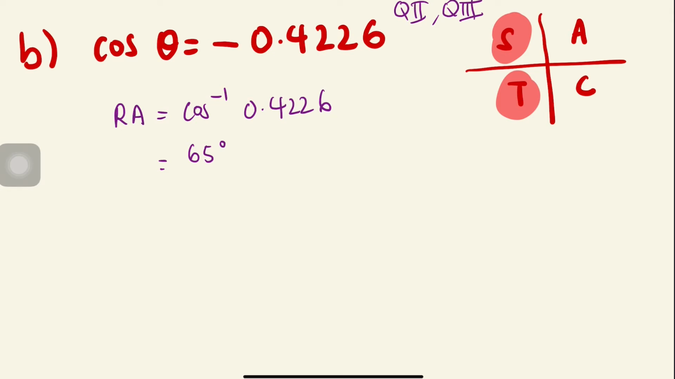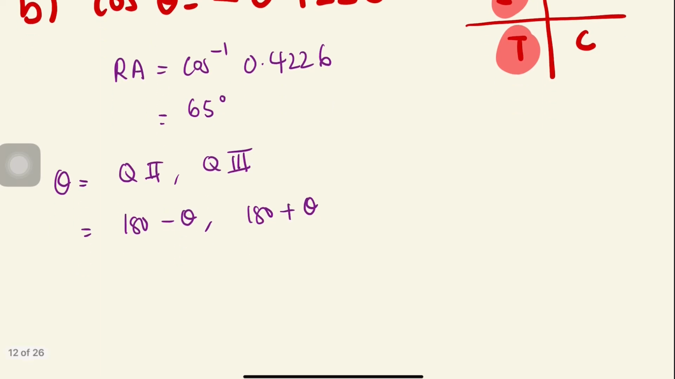Now, theta mestilah berada di second quadrant and third quadrant. So second quadrant, the formula is 180 minus theta. Third quadrant is 180 plus theta. So 180 minus theta is 65.